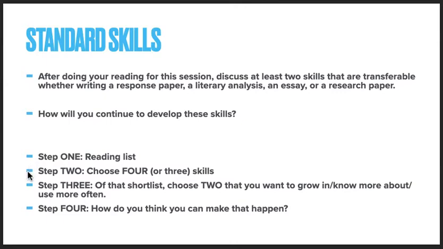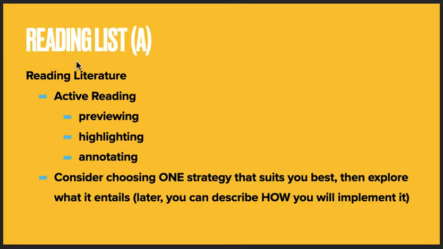The second part I would encourage you to do is choose a couple skills to look at. When we look at the breakdown of those skills, we're going to see that there are about 6. So choose a couple of them, not all of them, to do a little bit more in depth on. And finally, from that short list, so you've narrowed it down from 6 to 4, now we're going to choose 2 that we want to grow in, that we want to know more about. Finally, we're going to ask ourselves, how can we make that happen? Is there a particular example that helps us recognize the next step that we could take in using something like annotating or planning?